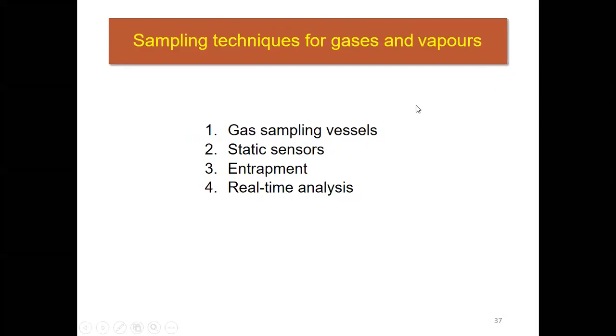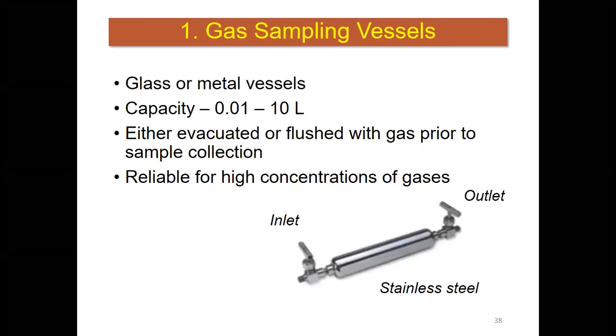And let's discuss what techniques are available for gas and vapor sampling. There are 4 major techniques. The first one is gas sampling vessels, and the others are static sensors, entrapment, and real-time analysis. We will discuss these 4 techniques in detail in the coming slides. So first, let's discuss gas sampling vessels.